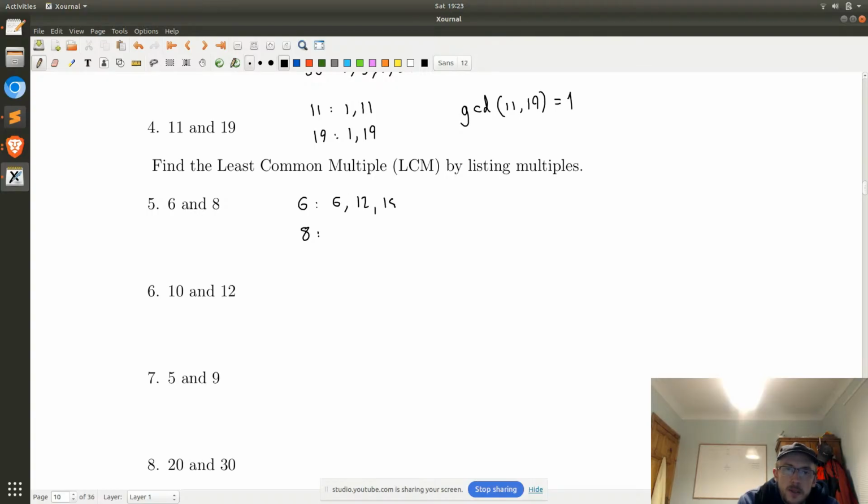So 6, 12, 18, 24, and 30, with a comma. 8, 16, 24, 32, and 40, with a comma. And we notice 24 is the lowest common multiple on the list of multiples. So LCM of 6 and 8 equals 24.